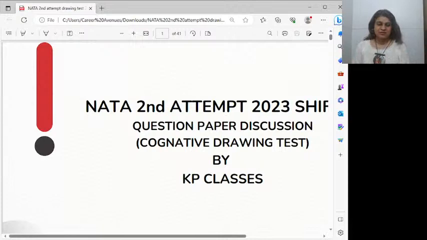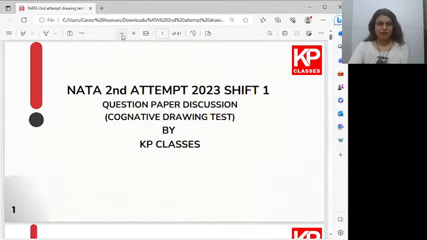This session is about the paper discussion of NATA, second attempt, which was held on 3rd of June. And we will be discussing the cognitive design test paper. Okay, so let's get started, guys.